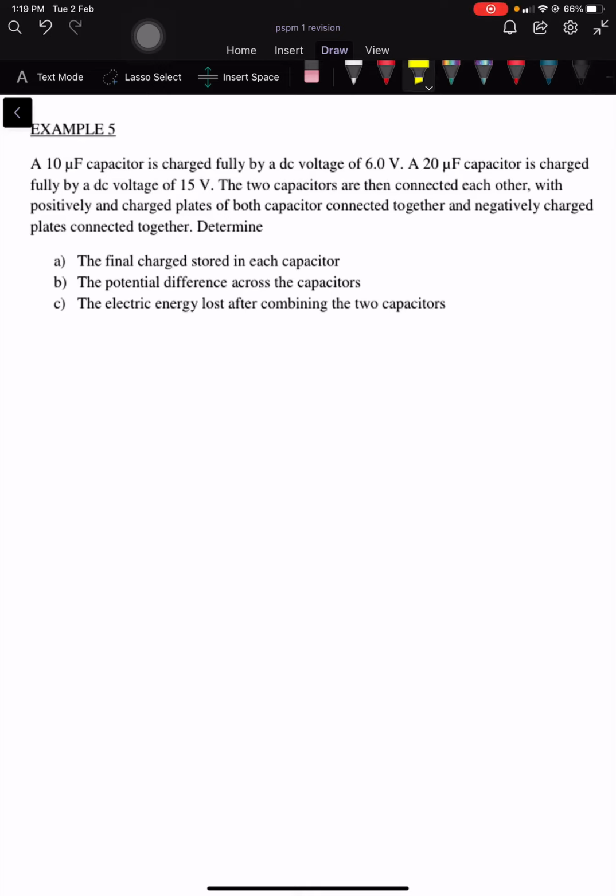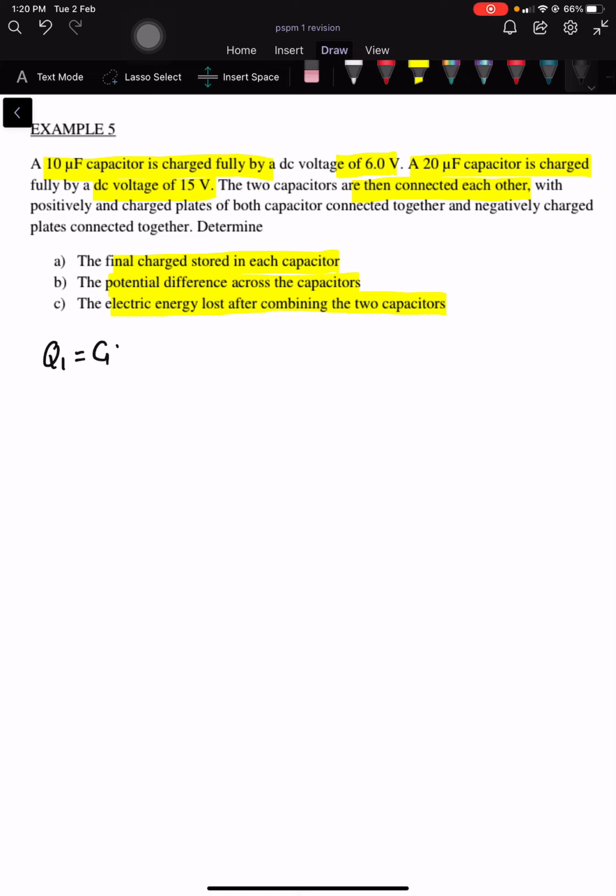Okay, so next, example 5. We have a 10 microfarad capacitor charged fully by a DC voltage of 6 volt, and a 20 microfarad capacitor charged fully by a DC voltage of 15 volt. Then the two capacitors are connected to each other, with the positively charged plates of both capacitors connected together and the negative charged plates connected together. So determine: first, the final charge stored in each capacitor; second, the potential difference across the capacitors; and third, the electric energy lost after combining the two capacitors.